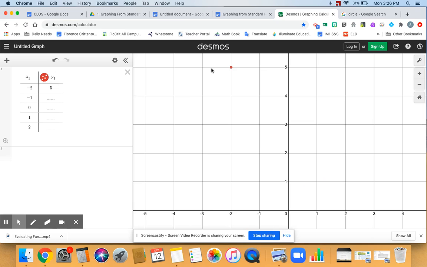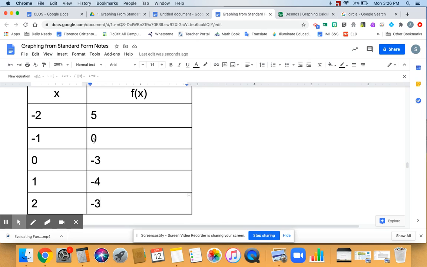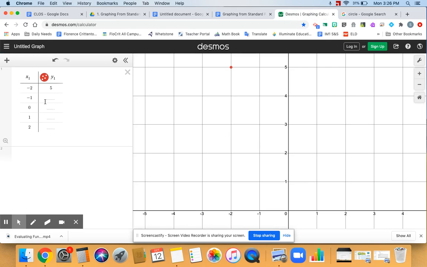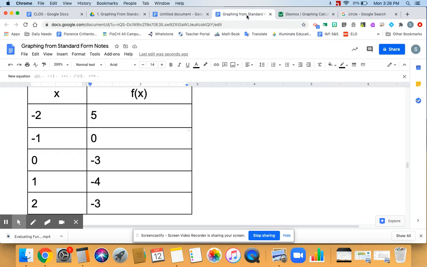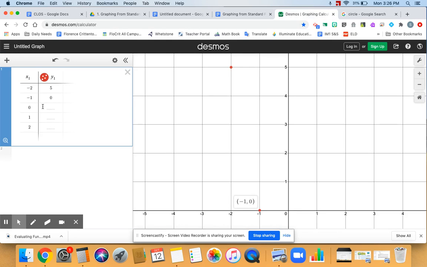So if you look, they put this red point right here because from the middle, you go -2, left 2, and then up 5 to get that point. Then at -1, the answer is 0. So I went backwards 1, but the answer was 0, so it's right there. Then it's 0 with -3.